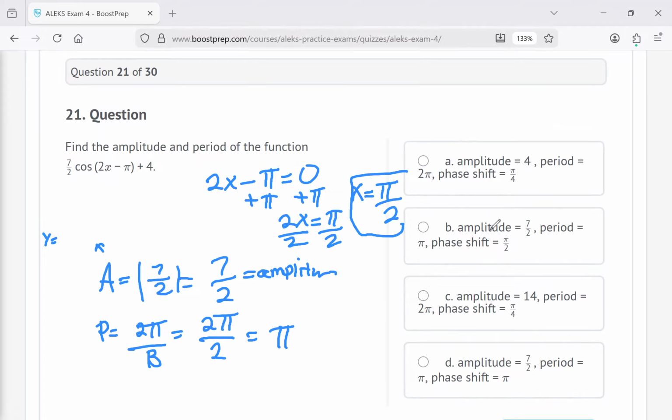It looks like it's going to be B. Amplitude is 7/2, period is pi, and then phase shift is pi/2. So yeah, B.